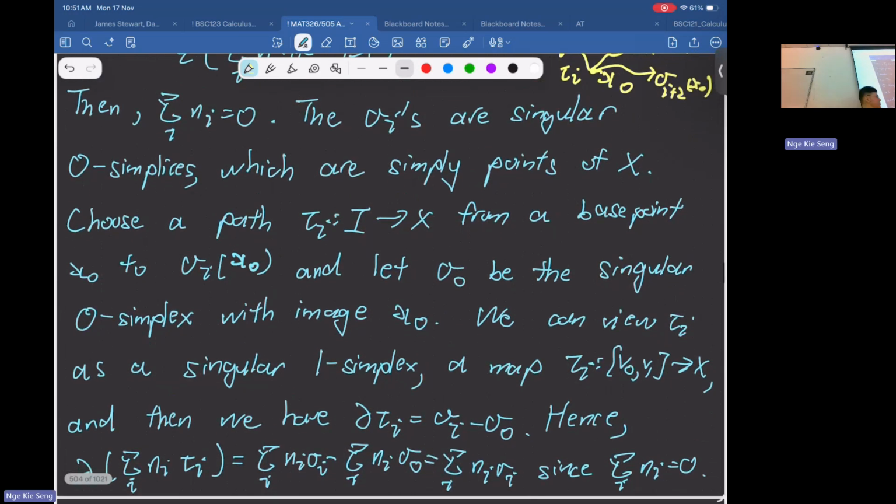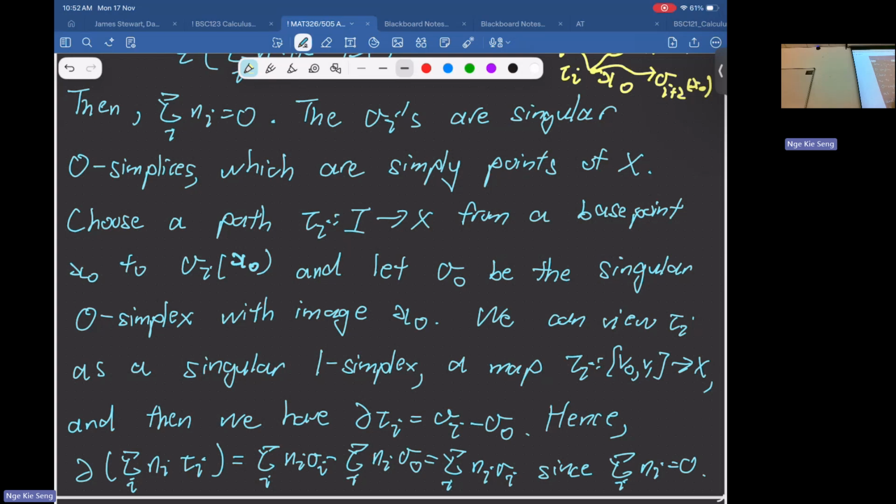We claim that the sum, when you use the same coefficients n_i on this tau_i, is what we want. Let's check this. Delta of this is delta of the sigma_i minus n_i of sigma_0. So what is sigma_0 here? My sigma_0 is the 0 simplex with image s0, so it's the starting point. Delta of tau_i is the ending point minus the starting point.